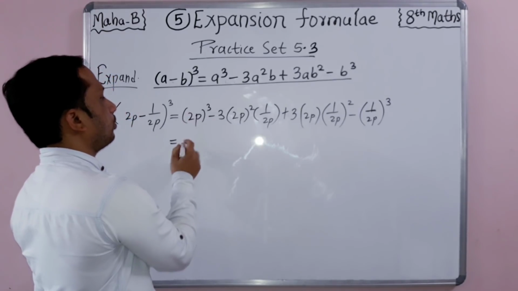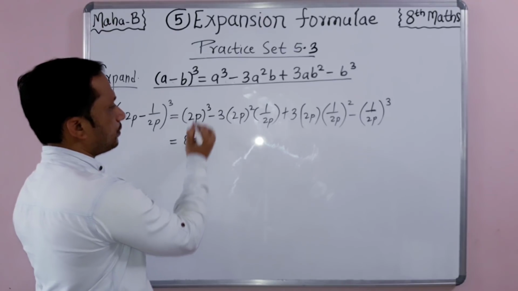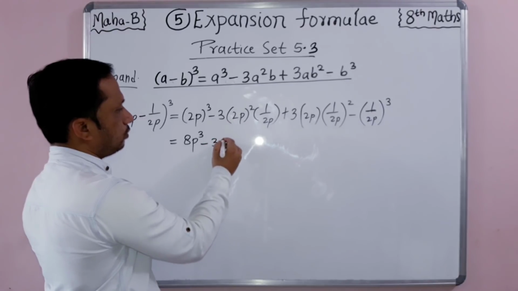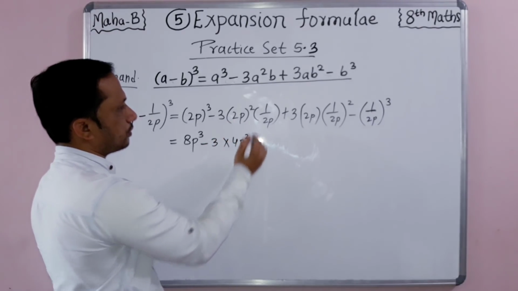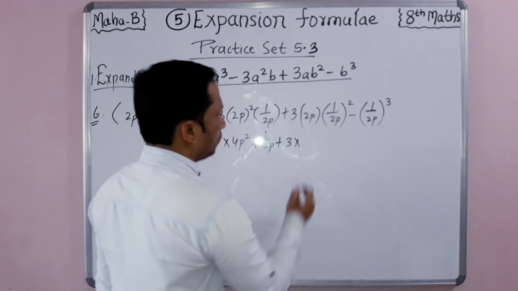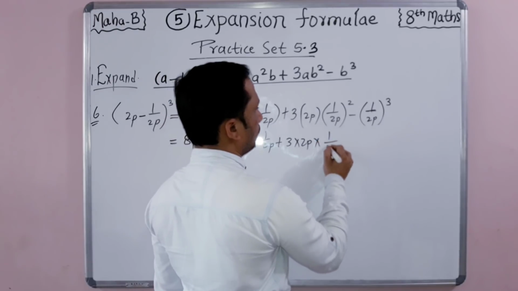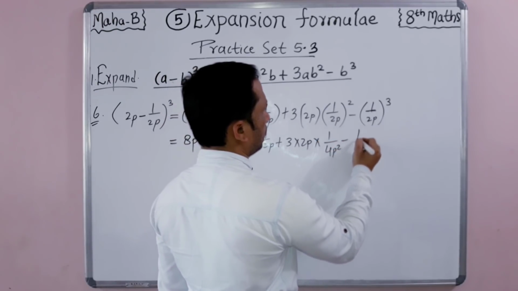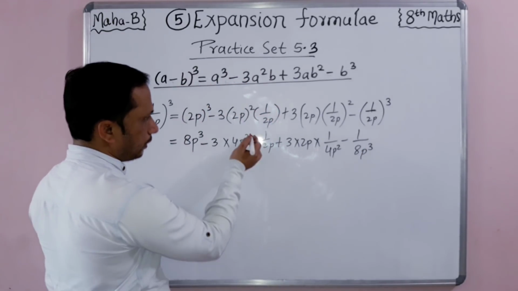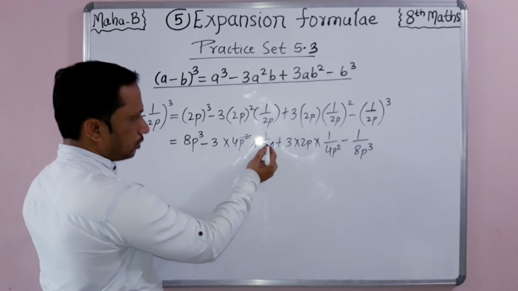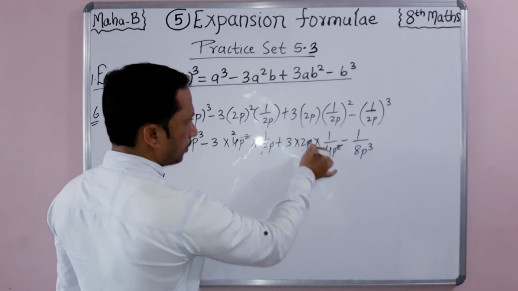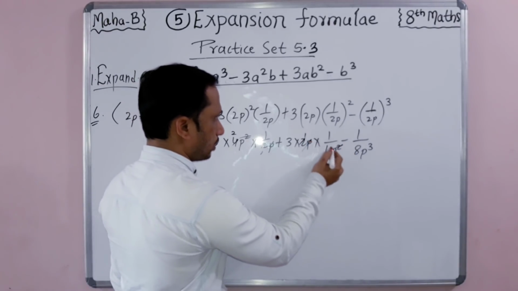Okay student, 2's cube is what? 8, and p cube is p cube, minus 3, 2 square is 4, and p square is p square, into 1 upon 2p, plus 3 into 2p into 1 upon 4p square, minus 1 upon 8p cube. So see what is common. p is common, so p gets cancelled. 2 1s are 2, 2 2s are 4. Here also p is common, so p square and p get cancelled. 2 1s are 2 and 2 2s are 4.